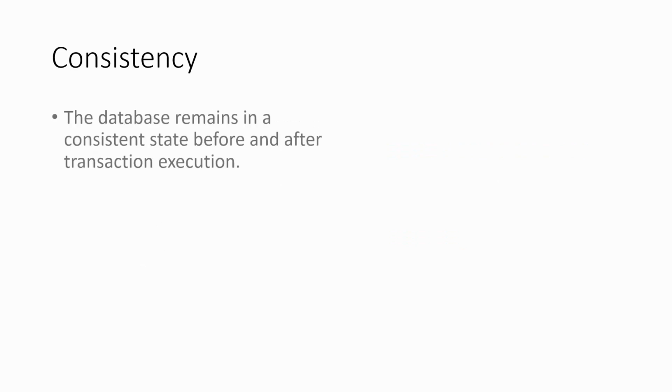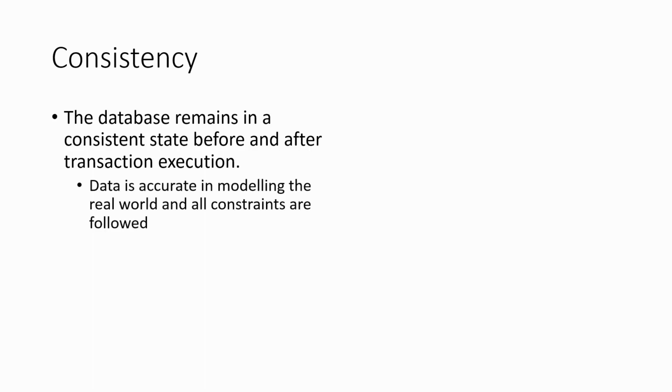Next, we look at consistency. The main idea behind consistency is that the database will always remain in a consistent state before and after a transaction is executed. Consistency could mean a number of things. In the typical database world, this means that the data is accurate in modeling the real world and all of the constraints are followed. Consider a bank.